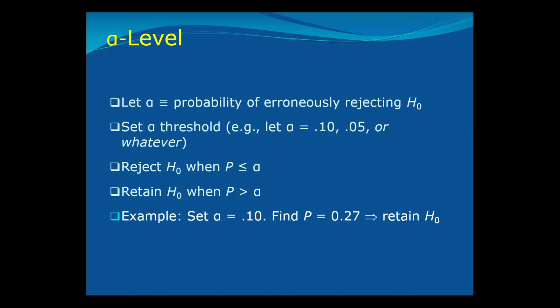Example: if we set alpha equal to 0.1 and the p-value is 0.27, we need to retain H0, and we make our conclusion that there is not enough evidence to reject H0. If we set alpha to 0.01 and the p-value equals 0.001, there is enough evidence to reject the null hypothesis.